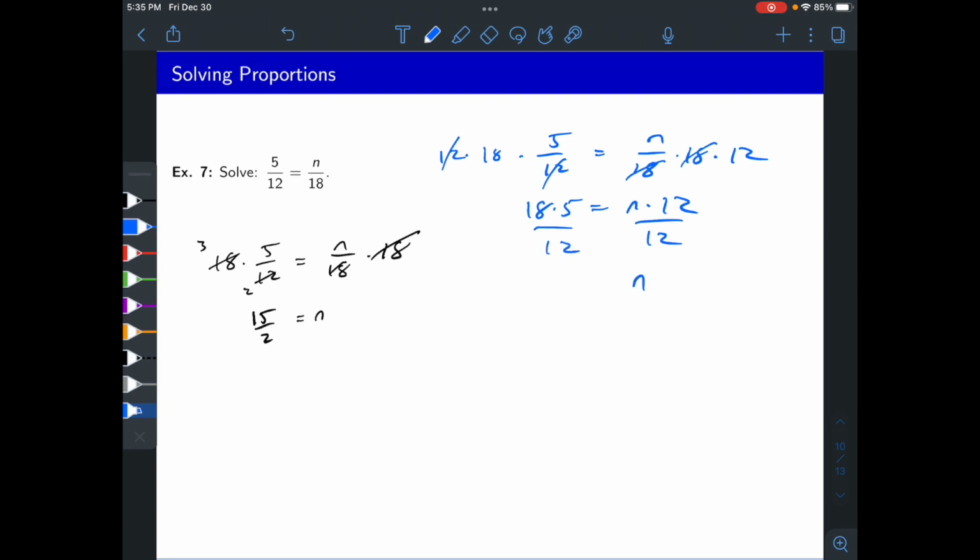So then you have n is equal to 18 times 5 over 12. You can cancel out the 6's, so this is now 3 over 2. So 3 times 5 is 15 over 2.